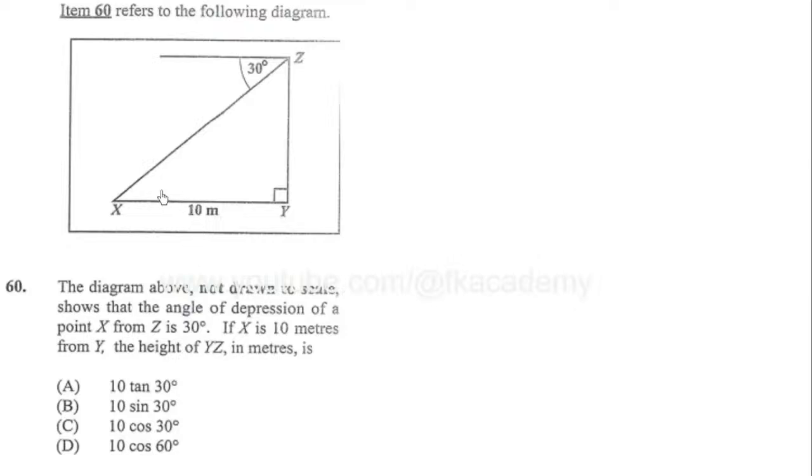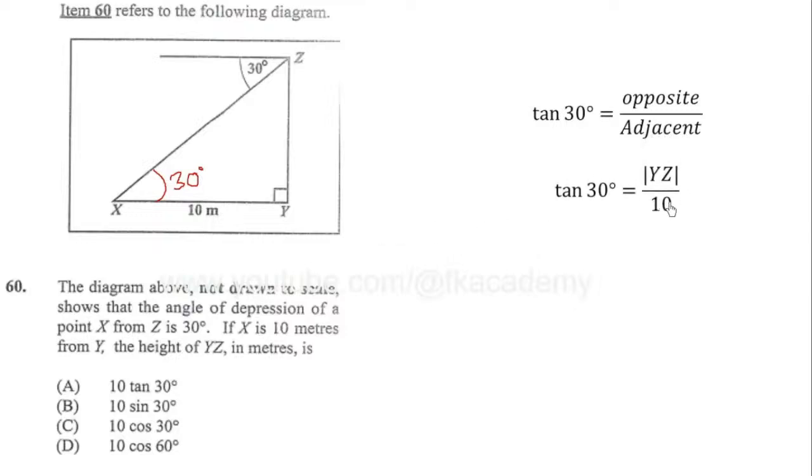So, because this is parallel to this, by the alternate interior angle theorem, this angle is also 30 degrees. So we know an angle and we want to find the opposite knowing the adjacent. So we can use the so-called tangent ratio. Tan 30 will be equal to opposite yz over adjacent xy. So we substitute to get this. Now when we multiply both sides by 10, so that we get rid of this, we will obtain 10 tan 30 degrees is equal to yz. So 10 tan 30 is option A.